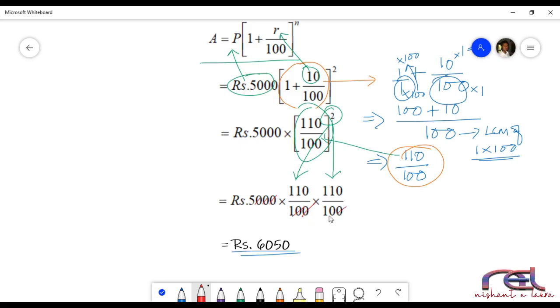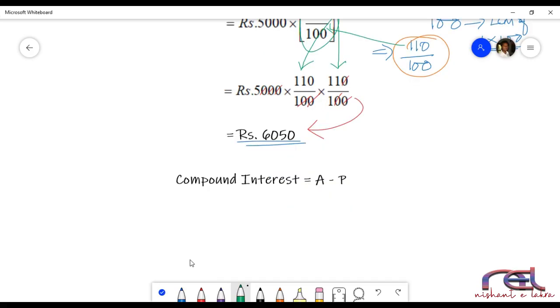It's much easier to solve here. 4 zeros are cancelled, and when you multiply 5 into 110 into 11, you will get rupees 6,050. So rupees 6,050 is the amount. We have to find what? The compound interest, right? And to find compound interest, the formula is amount minus principal. Firstly, we have found the amount using the formula. Then we will find compound interest using A minus P.